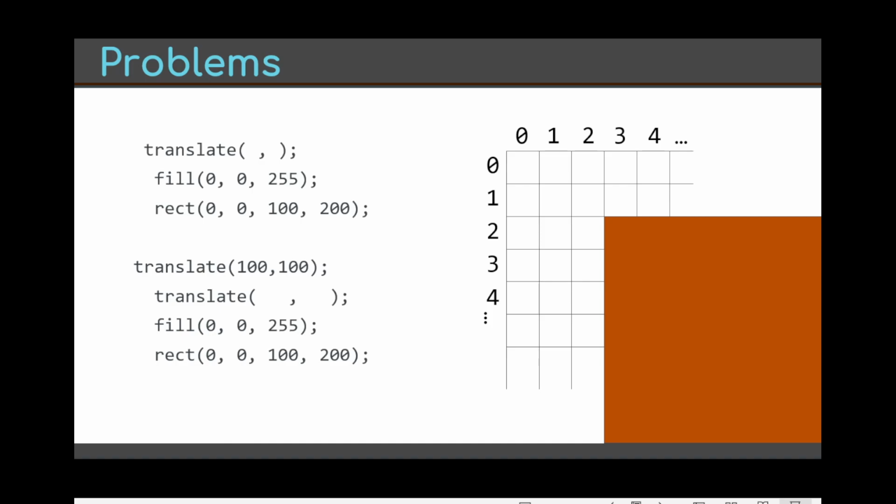We have a translation of 100, 100. What translation would we have to do to draw at 3, 2?